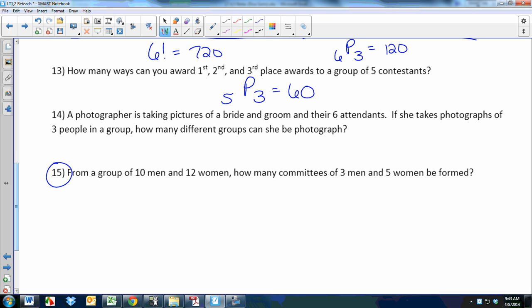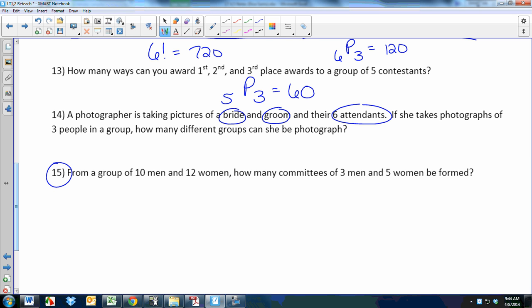Number 14, nothing real tricky about it except the way it's worded, okay? A bride and a groom, and there are 8 people taking pictures, not 6, okay? If she takes a photograph of 3 people in a group, how many different groups can she photograph?